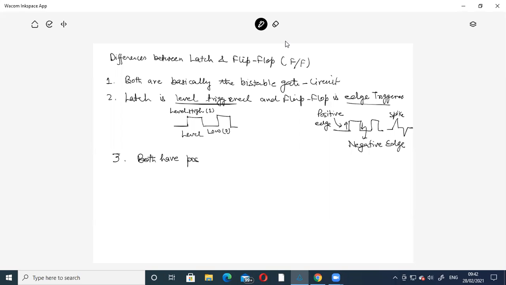So the third point is both have positive and negative triggered concept. And the fourth and last point is flip-flop.